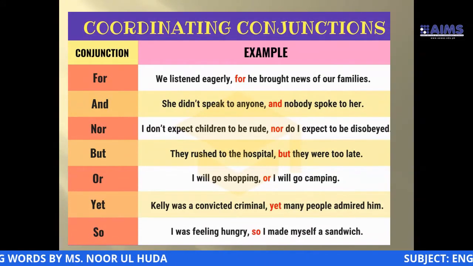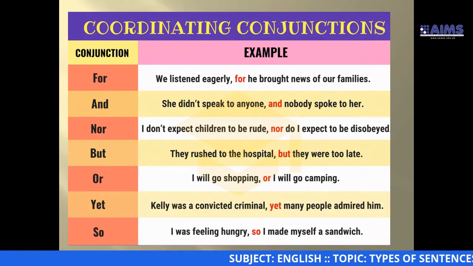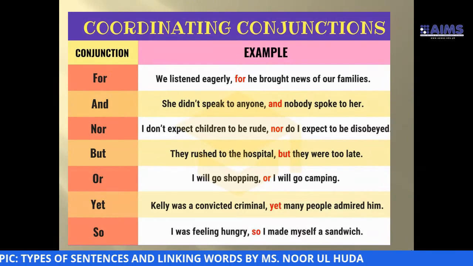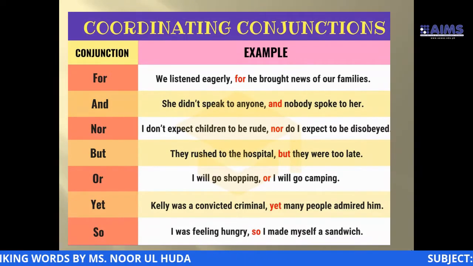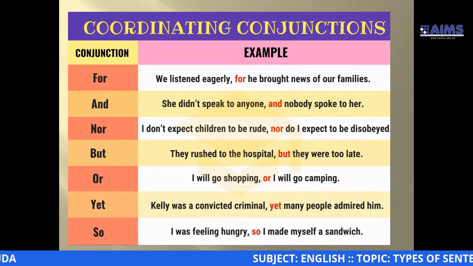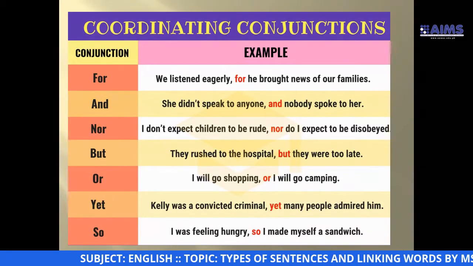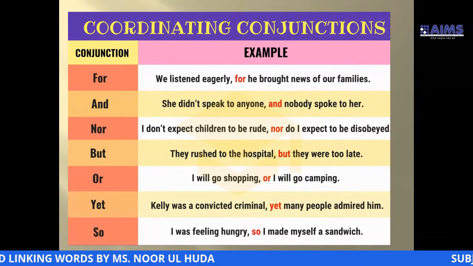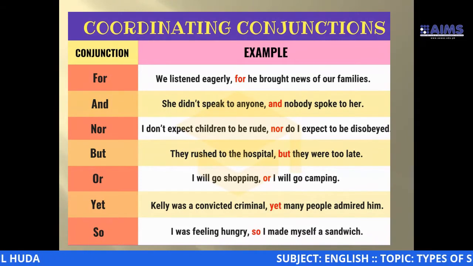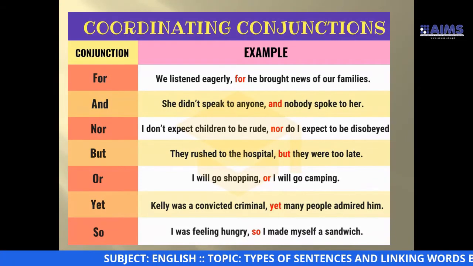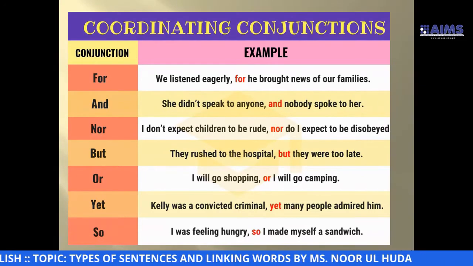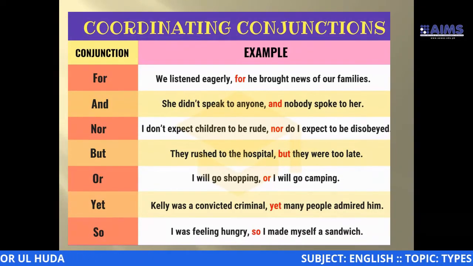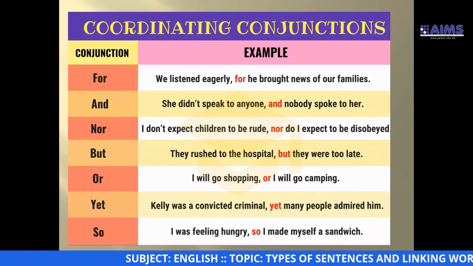Now, "nor." I don't expect children to be rude, nor do I expect to be disobeyed. So these are the two independent clauses here: I do not expect to be disobeyed, and I don't expect children to be rude. To show the negation of something, we use "nor." Next: They rushed to the hospital. They were too late. Both are independent clauses or simple sentences. Now we are merging them into one sentence by putting "but" here.